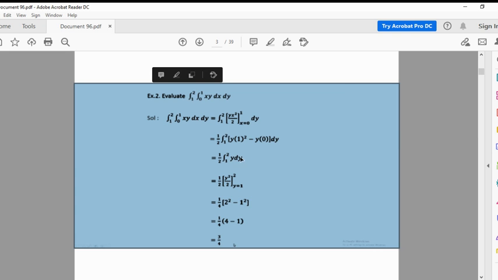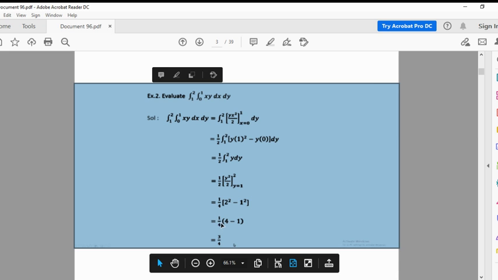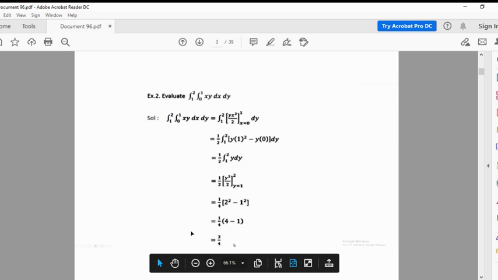Now we have to take the integration with respect to y. So integration of y is nothing but y square by 2. Again we can take this 1/2 and this 1/2, 1 by 4 as a common. Just put the values of limits, y varies from 1 to 2. First put the upper limit as y is equal to 2, then we get 2 square minus lower limit y is equal to 1, so 1 square. So 2 square is 4 minus 1, upon 4, that is 3 by 4. This is the second example.